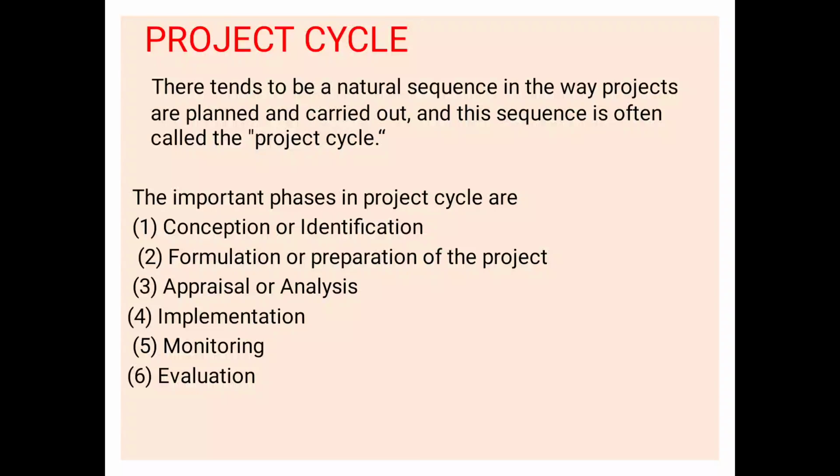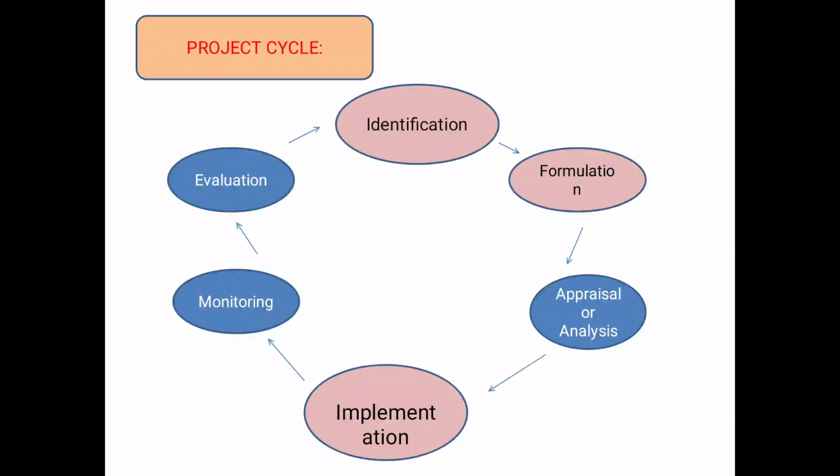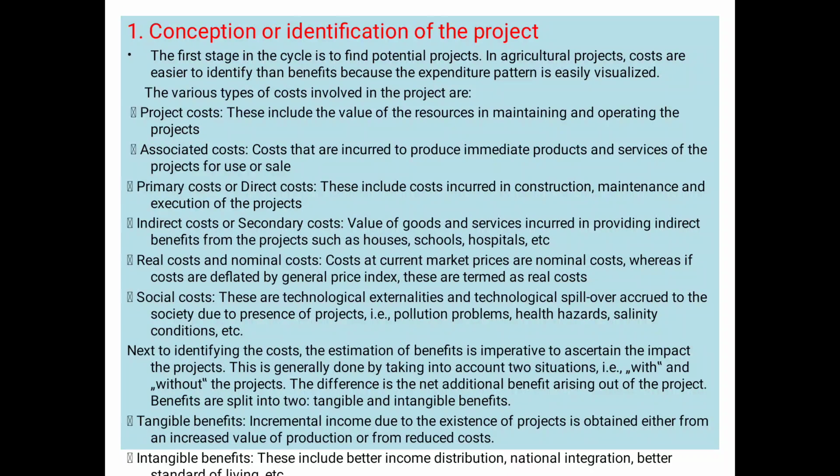In this cycle, there are 6 important phases that we carry out in sequence in the agriculture project. First is conception or identification, second is formulation, third is appraisal, fourth is implementation, fifth is monitoring, and sixth is evaluation. Those are the different phases of the project cycle. You can see in this slide the project cycle of agriculture. This is the sequence of the project cycle. Now we will see the phases of the project cycle one by one.